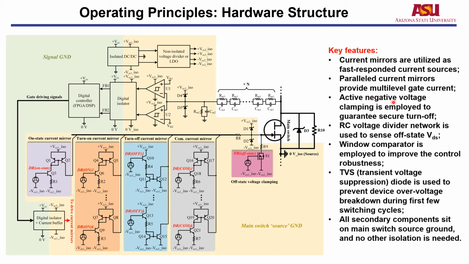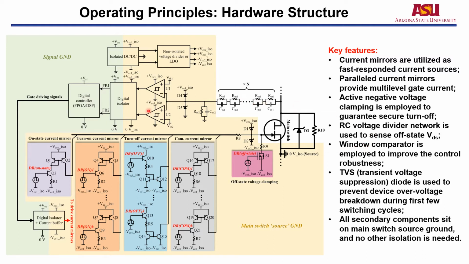Third, the active negative voltage clamping is employed to guarantee the secure turn-off, which is shown here. Fourth, the RC voltage divider network is used to sense the off-state VDS. So we sense the steady state off-state voltage. So it is very robust compared with sensing the transient VDS voltage.